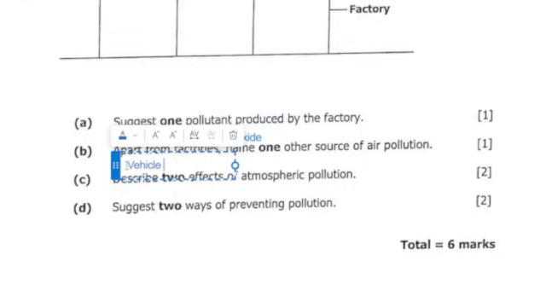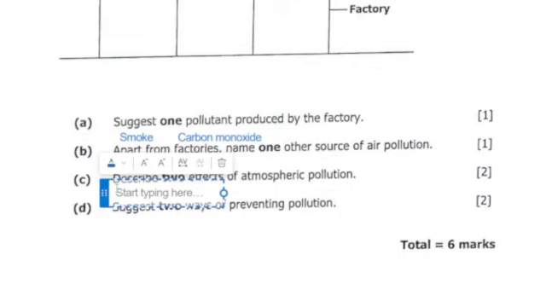Okay, then we can also talk about the other things that also contribute to air pollution, which is bushfire. So when there is bushfire, you will see smoke going into the air. It pollutes the air as well. Okay, describe two effects of atmospheric pollution. Two effects of atmospheric pollution.